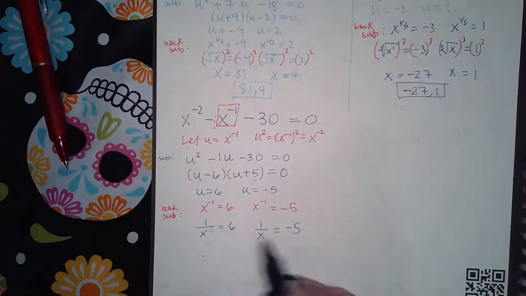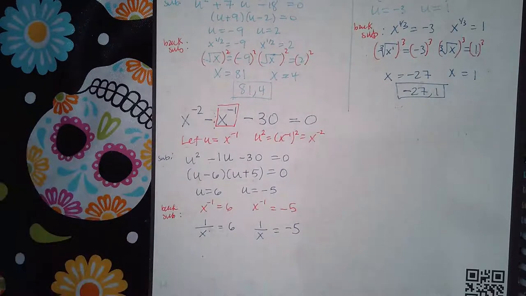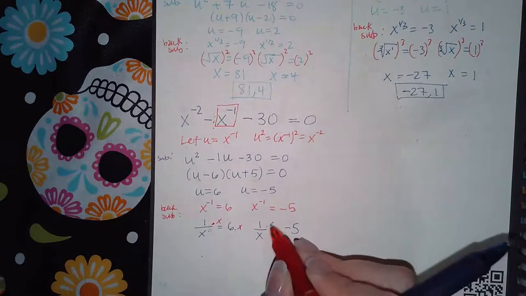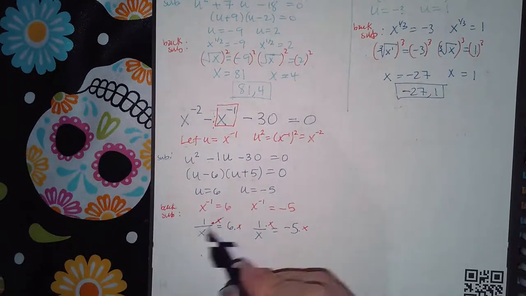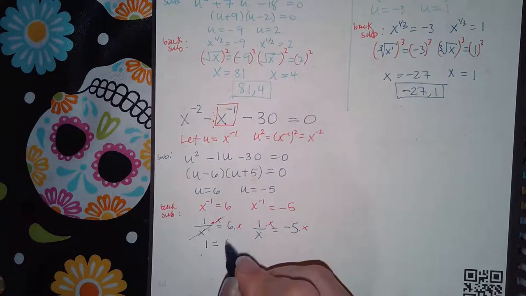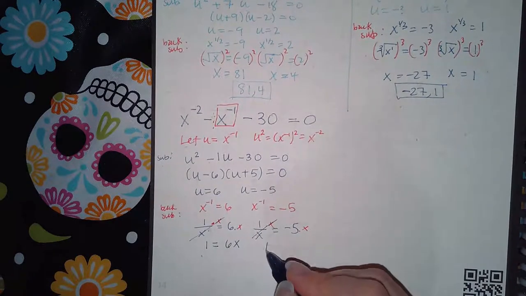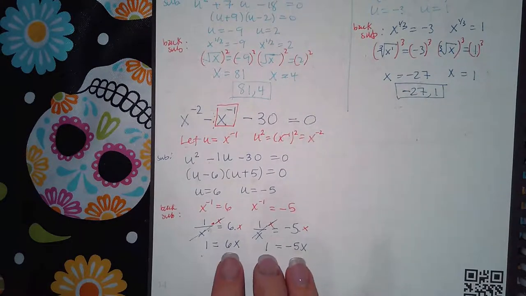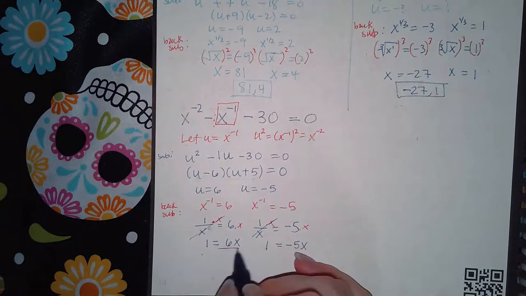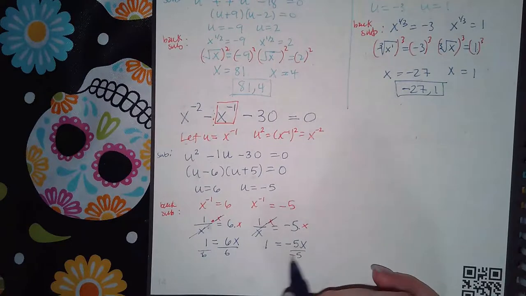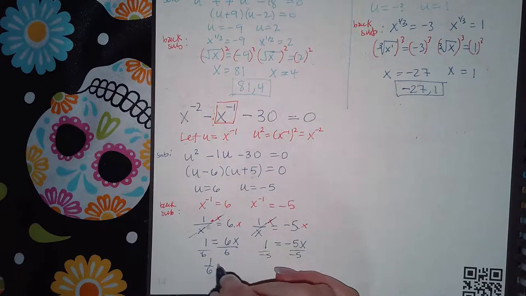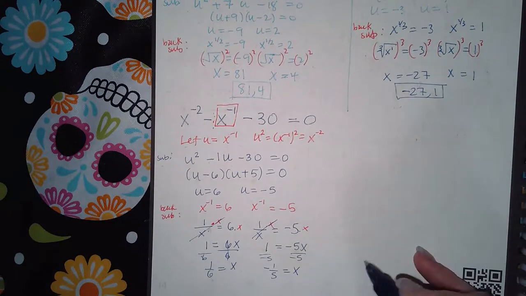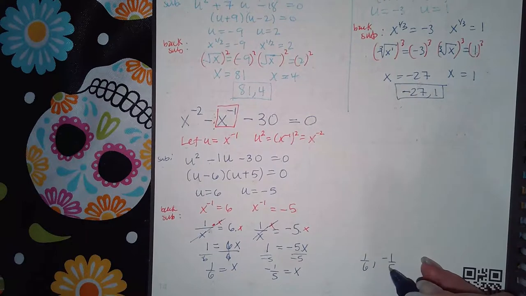So then I have a fraction here, and in order for me to solve a fraction equation, I have to multiply both sides by the common denominator, which is x. What happens here is the variables cancel and I get 1, and over here I get 6x. Same in the other equation. I get 1 and then I get negative 5x. In order to solve for x in these equations, you have to divide by the coefficients. So I divide by 6 here, divide by negative 5 here, and I get 1/6 equals x, and negative 1/5 equals x. So we get two solutions, 1/6 and negative 1/5.